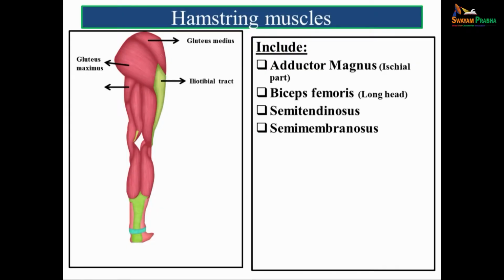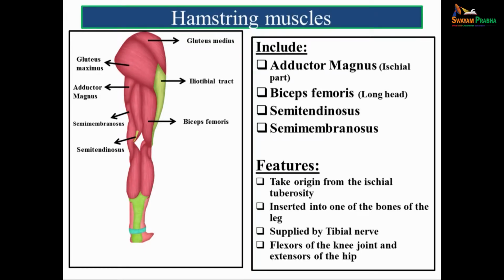Now, let us see the muscles one by one. Here on the medial side, just below the gluteus maximus, you see a muscle. This is the adductor magnus. Then here you can see the semimembranosus muscle. This is the semimembranosus muscle on the medial side. Then here lower down you can see the semitendinosus muscle, and on the lateral side you see the biceps femoris muscle. So, this is the biceps femoris muscle.